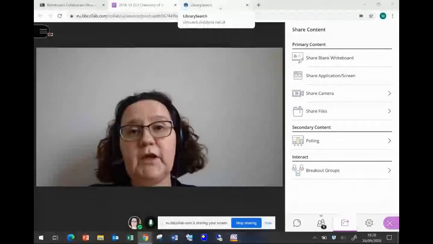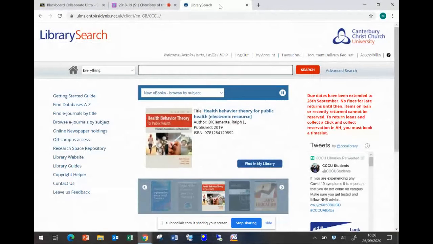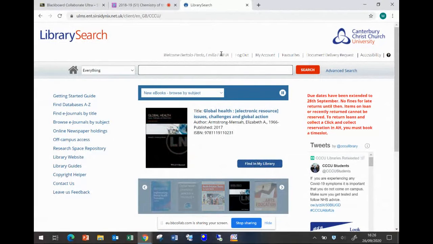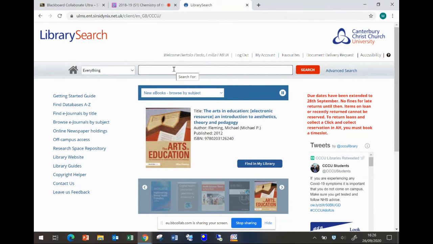So I'll share my screen now and let's make a start. Wish me luck. I'm going to share the library search page. I have already logged in, as you can see my name here. I log in first of all because it makes it easier. It gives me access to anything we have access to at Canterbury Christchurch University.